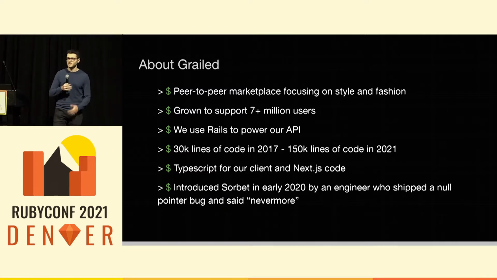It's a large Rails monolith that has grown from 30,000 lines of code back in 2017 to around 150,000 lines today. Our developers were already pretty familiar with static typing and gradual typing through our front end, right? So we use TypeScript there, for that and for our Next.js code.